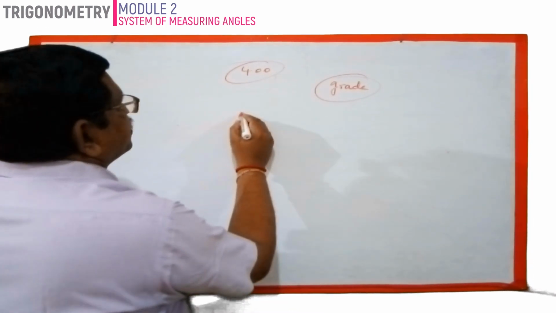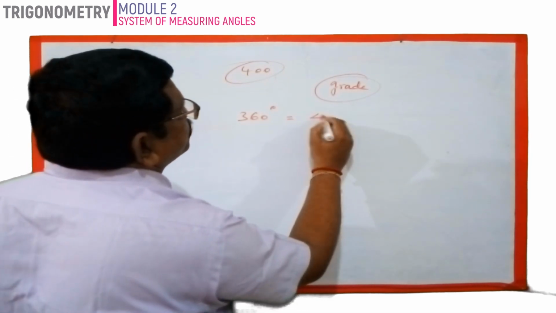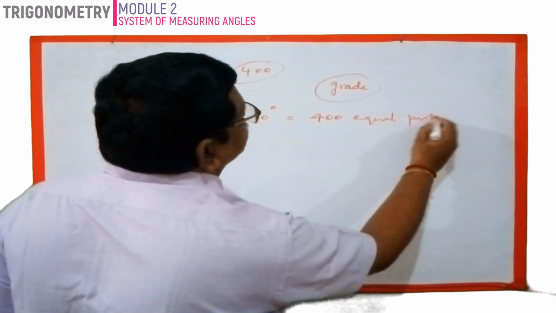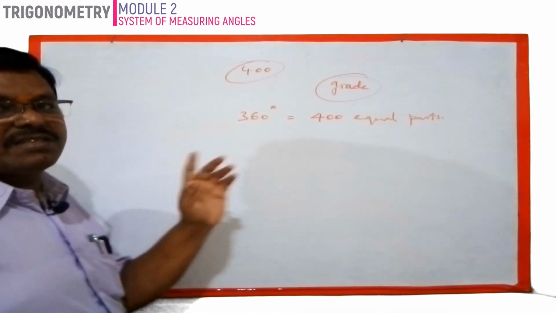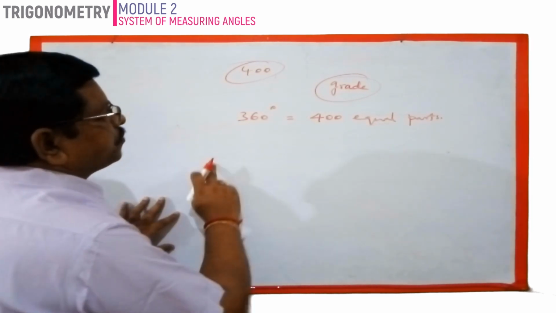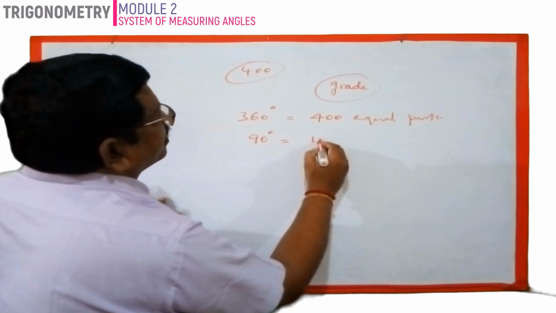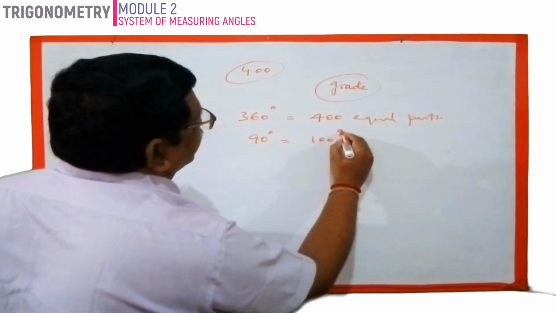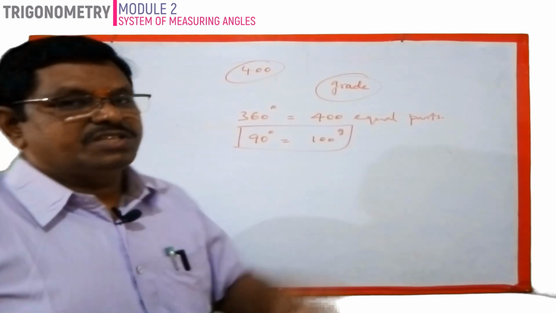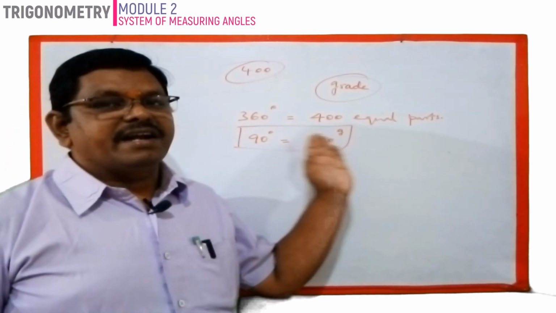So 360 degrees are divided into 400 equal parts. Each part is called a grade. Then you divide on both sides by 4, it will become 90 degrees. So 90 degrees is equal to 100 grade. Already I told you, each part is called a grade. So 90 degrees will be equal to 100 grade.